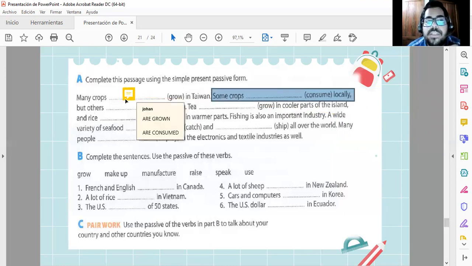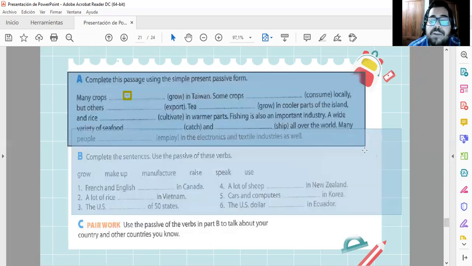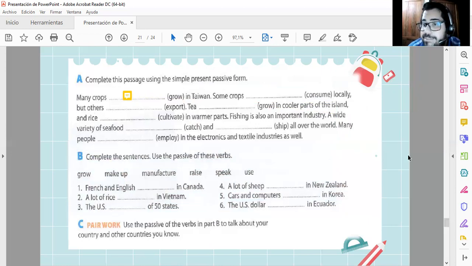Here you have the answers. So many crops are grown in Taiwan. Some crops are consumed locally. I want you to work on this exercise, guys, and I want you to work on this one, and we check it in the class. I want you just to work on the structures. We're going to practice a lot in the class, so don't worry about the practice in there, because we're going to discuss this topic in the class.